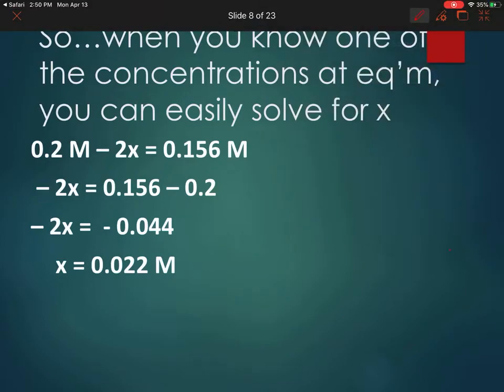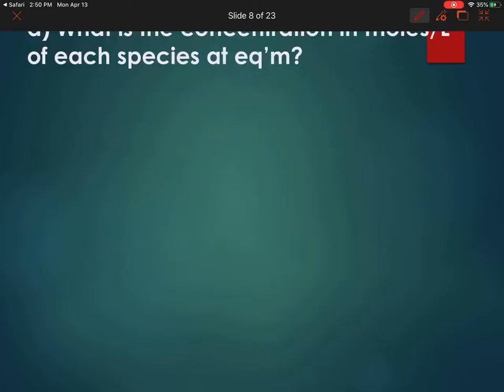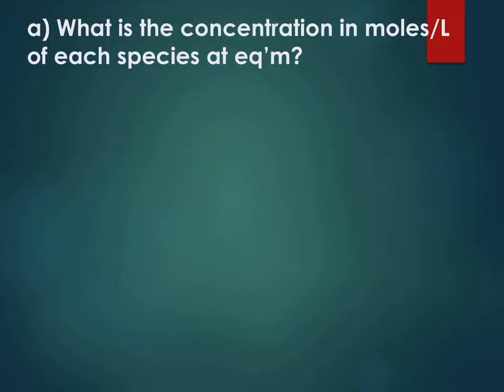Okay, so we need to answer A, which means we need to take the x and make sure that we've answered the question. And no matter what kind of problem you do, whenever you solve for x, you're always going to want to go back and sub it in. So this question says, what are the concentrations at equilibrium? And so we're going to go to the E line.